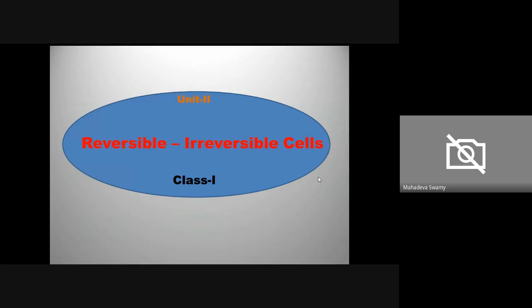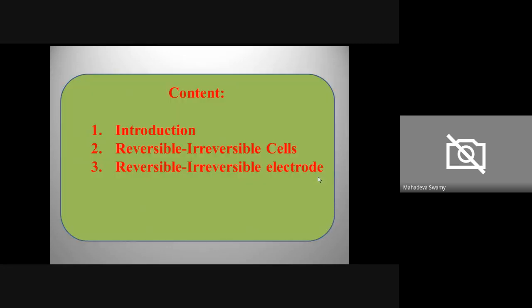So today the topic is a new topic, unit 2 of your electrochemistry, that is reversible and irreversible cells. This is the first class of your unit 2. The unit 2 title is reversible and irreversible cells. In this class, these are the concepts I am going to discuss with you.